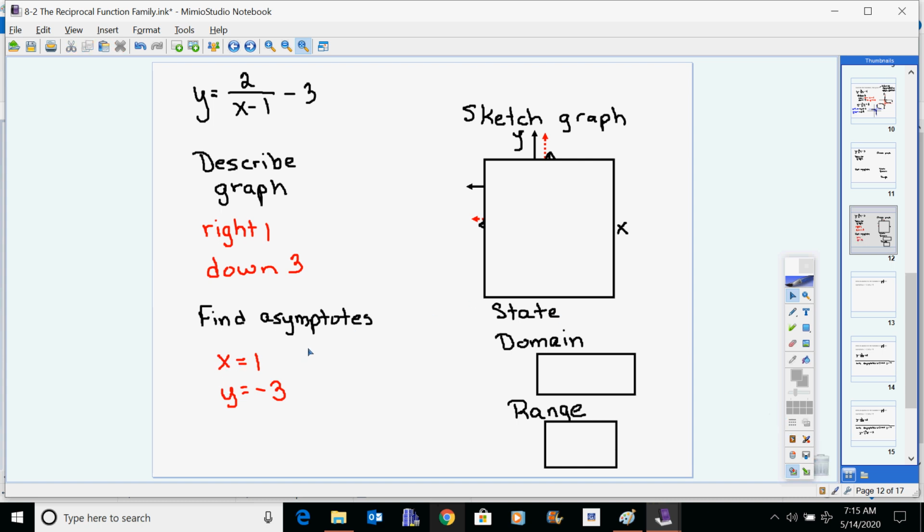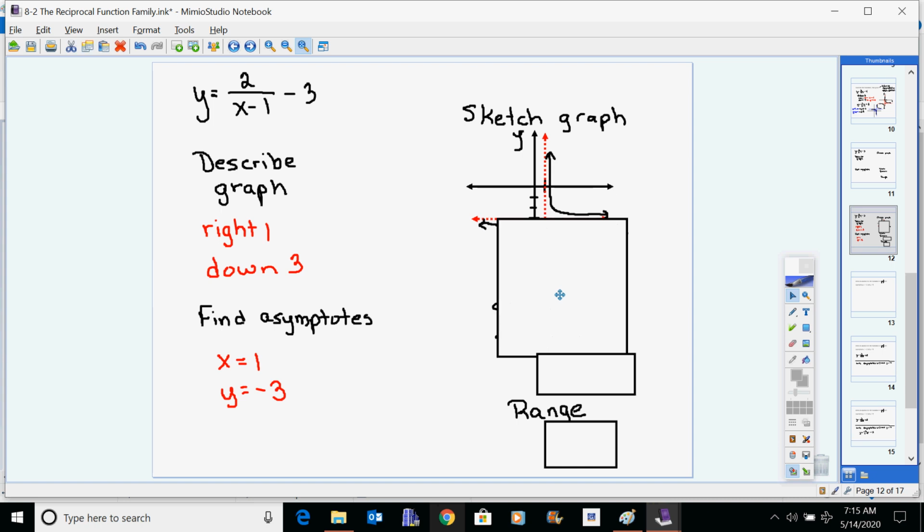So x equals 1 pulls this one over 1 unit to the right, and down 3, down 3. And once again, I am mostly interested in you being able to find those asymptotes and get the basic graph here. Our domain, remember, goes with the x values.